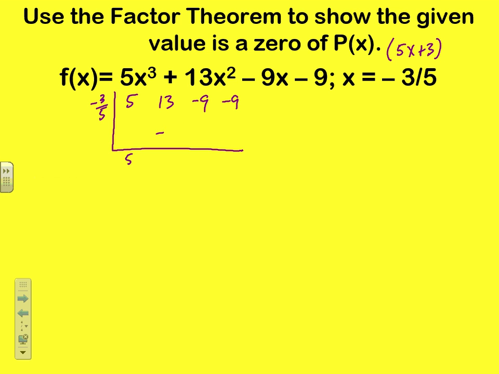So that will be a negative 3. If I add those 2 numbers together, I get a positive 10. So negative 3/5 times a positive 10 will give me a negative 6. So if I add those 2 numbers together, you get negative 15. Multiply the negative 15 to the negative 3/5, and I'm going to get a positive 9. So in this case, the solution of negative 3/5 is a solution of the polynomial.